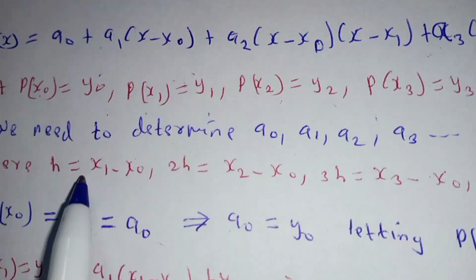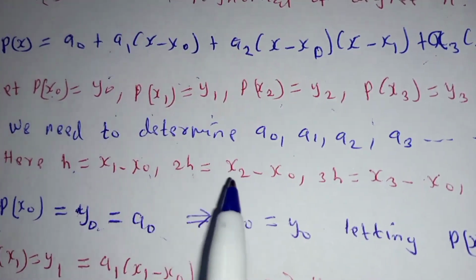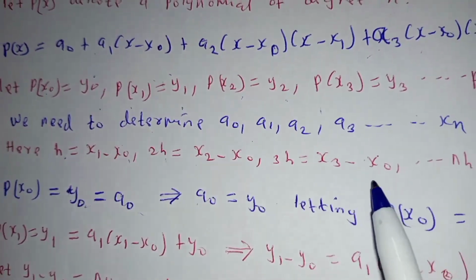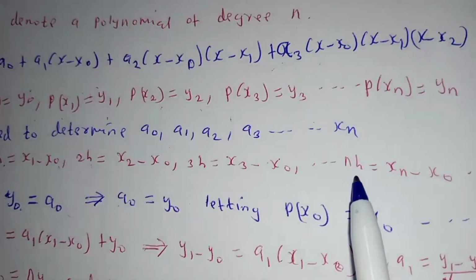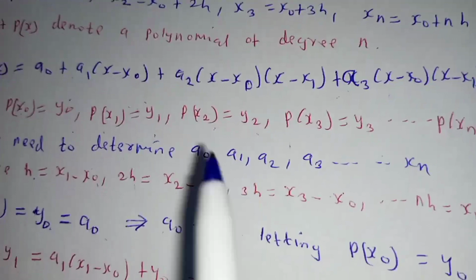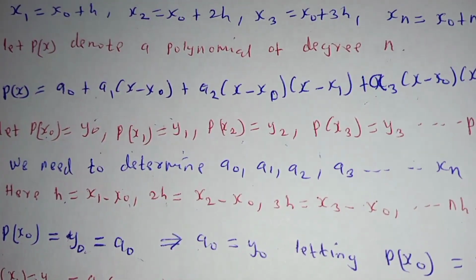To do that, here, h is given by x1 minus x naught, 2h is given by x2 minus x naught, 3h is given by x3 minus x naught, all the way to the last part whereby nh is equal to xn minus x naught, from the equation above. So that is where we are getting that.